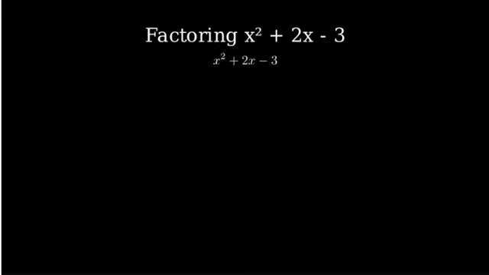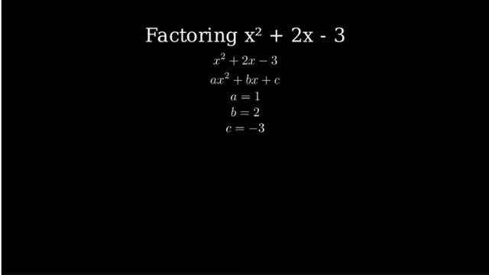To factor this expression, we need to find two numbers that multiply to give us the constant term, which is negative 3, and add up to give us the coefficient of x, which is 2. Let's look at the general form of a quadratic expression to understand this better. In our case, a is 1, b is 2, and c is minus 3. We're looking for two numbers that multiply to give us c, which is minus 3, and add up to give us b, which is 2.